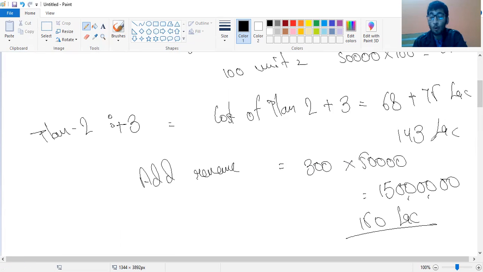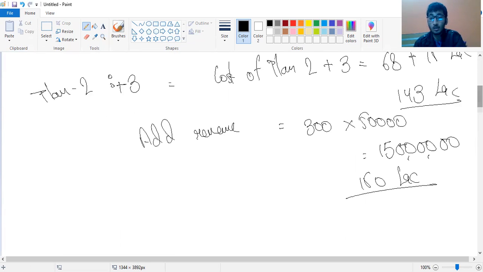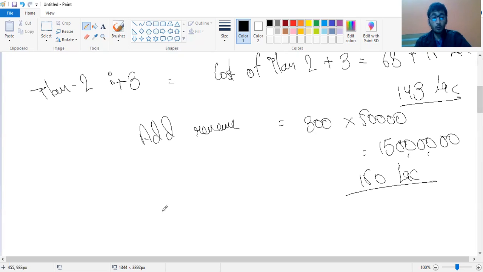Now, how much additional cost am I incurring? 143. How much additional revenue am I earning? 150. So I can say if you go with plan 2 and plan 3, it would be somewhat beneficial because you have additional output of 300 units and additional cost is somewhat less, right? I hope you are able to get this.